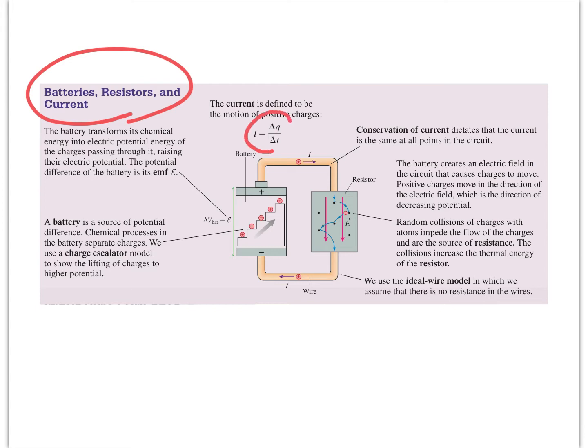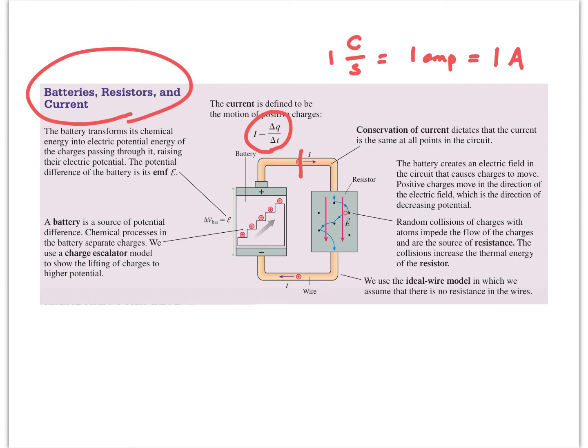We define current this way: current is just equal to delta Q over delta T. So imagine sitting at one point in a circuit and seeing how many charges pass us by. That's the current, and it's delta Q over delta T. The units of current are, of course, going to be coulombs per second. 1 coulomb per second is defined as 1 amp, or 1 A.